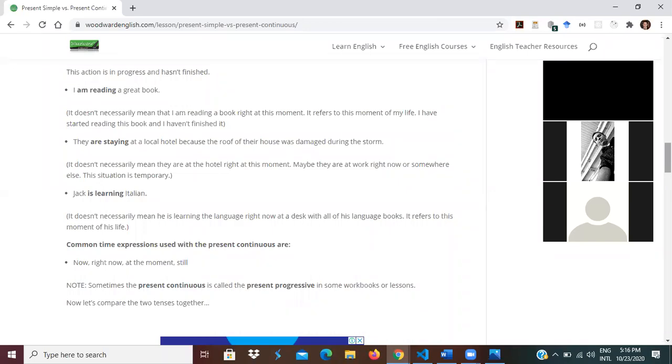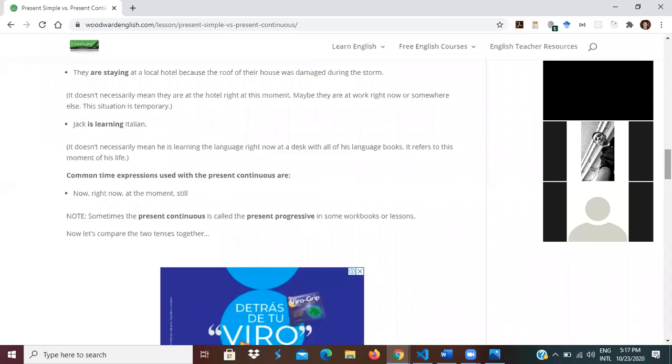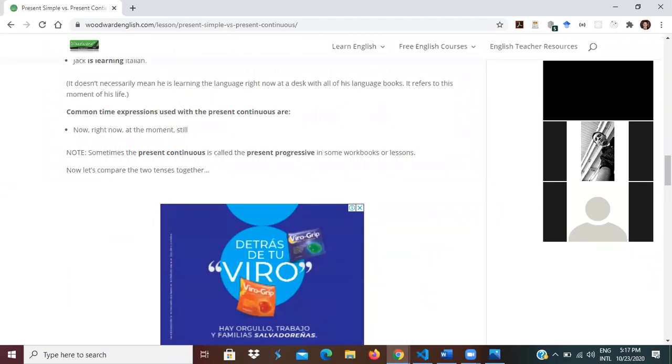So if you tell me, "I am learning English right now," automatically I know that she will be learning maybe for a long period of time, but it's an action in progress. Also, here we have some common time expressions used with the present continuous.